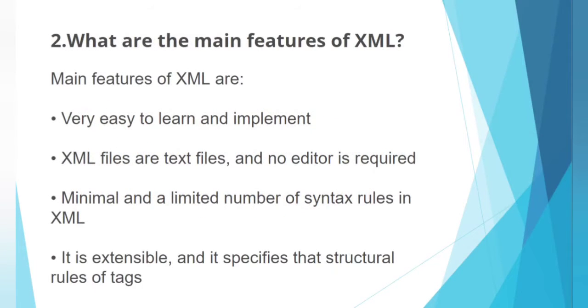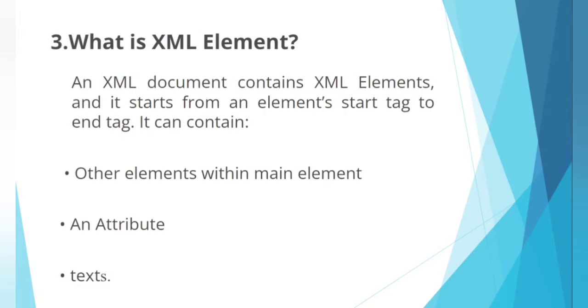What are the main features of XML? The main features of XML are that it is very easy to learn and implement. XML files are text files and no editor is required. There is a minimal and limited number of syntax rules in XML. It is extensible and it specifies the structural rules of tags. The next one would be: what is an XML element? An XML document contains XML elements, and an element starts from a start tag to an end tag. It can contain other elements within a main element, an attribute, and text.